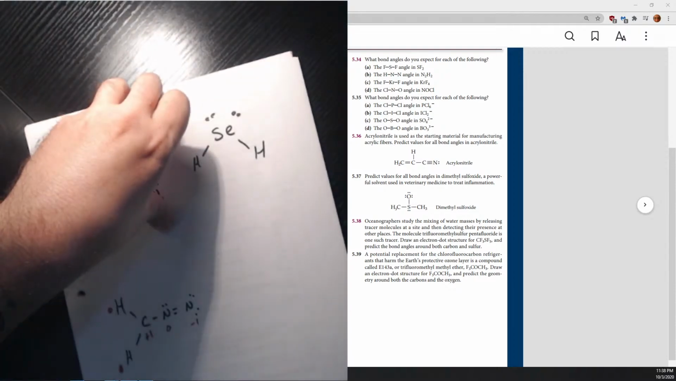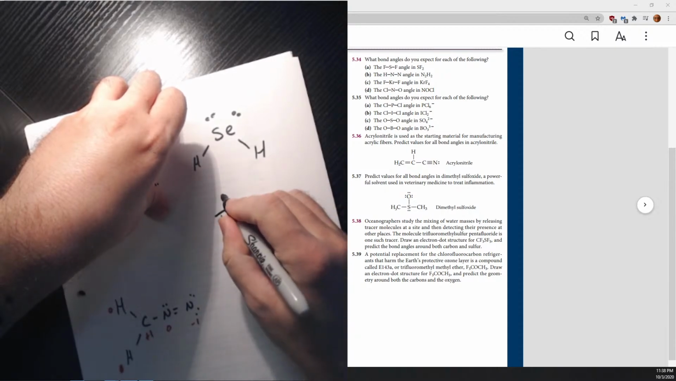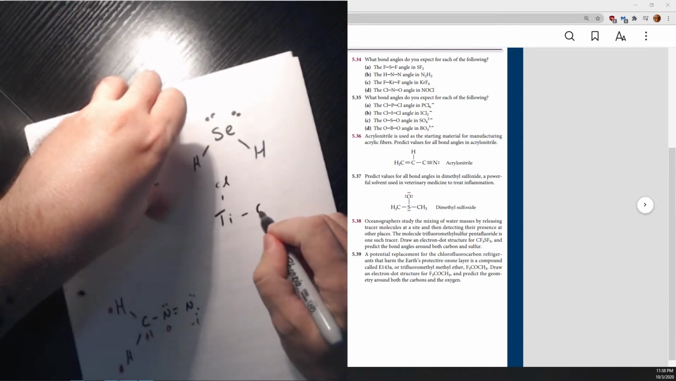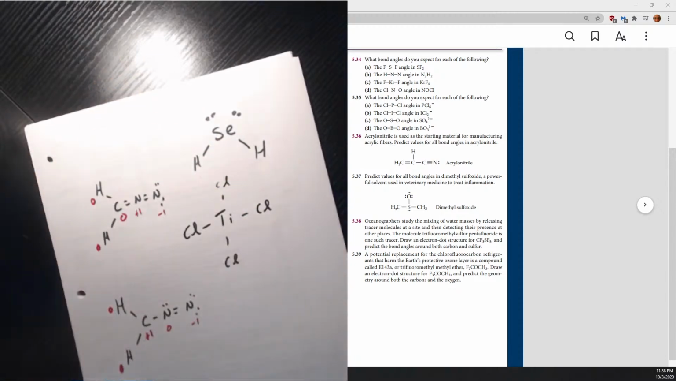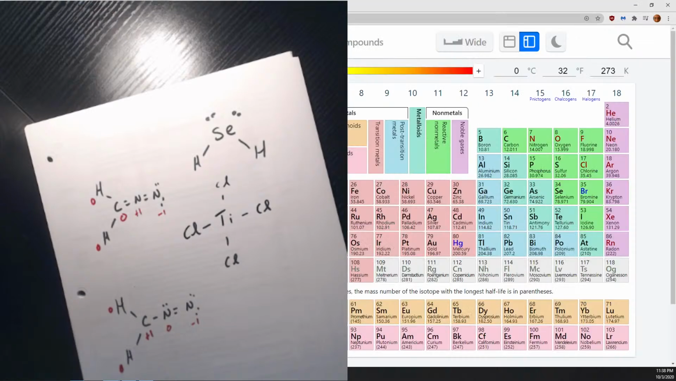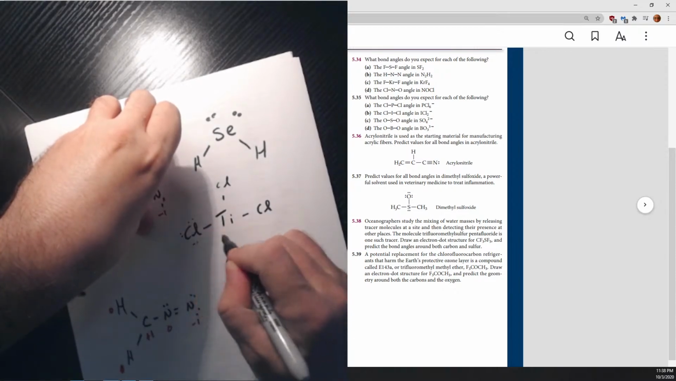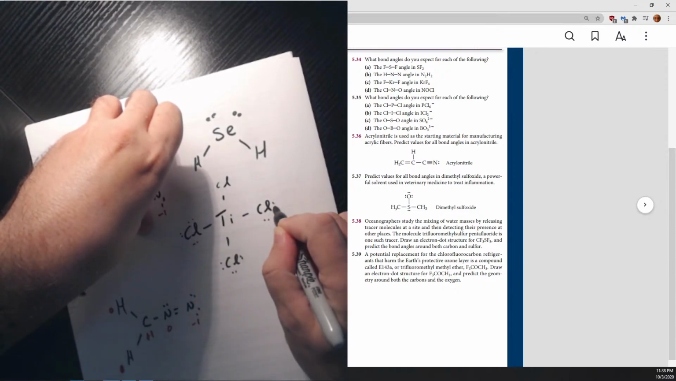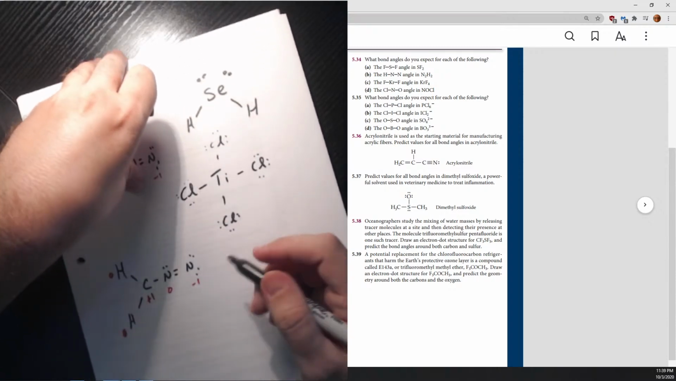Titanium tetrachloride. Let's assume for the moment that it is not ionic. Let's treat it as a molecular thing. That's kind of weird. But let's pop over to the periodic table. I believe titanium will have, yes, 4 electrons. So 4 plus 28 gives us 32. So it is going to be tetrahedral. If it were a molecule, this is odd. Okay, who's next? O3, ozone.